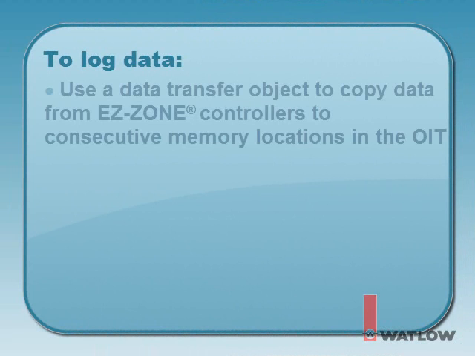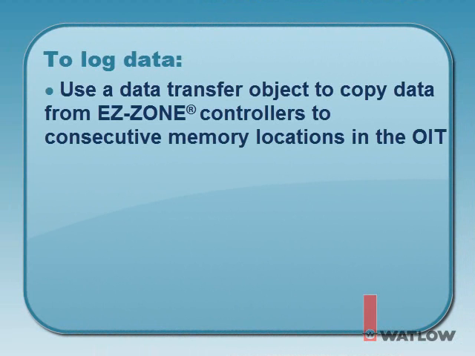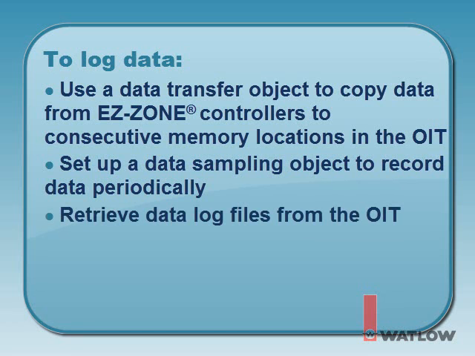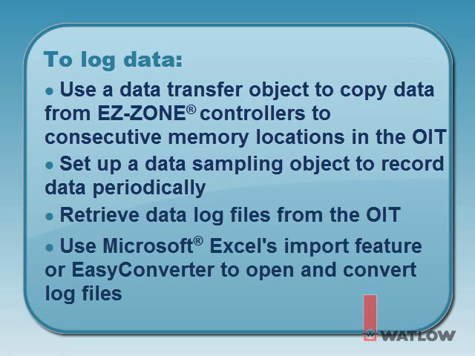Let's review. To log data, use a data transfer object to copy the data you want from EasyZone controllers to consecutive memory locations in the OIT. Set up a data sampling object to record data periodically in a log file. Retrieve the log files from the OIT before its memory fills up if you want to keep them for an extended period. And finally, use Excel's Import feature or Easy Converter to open and convert log files.